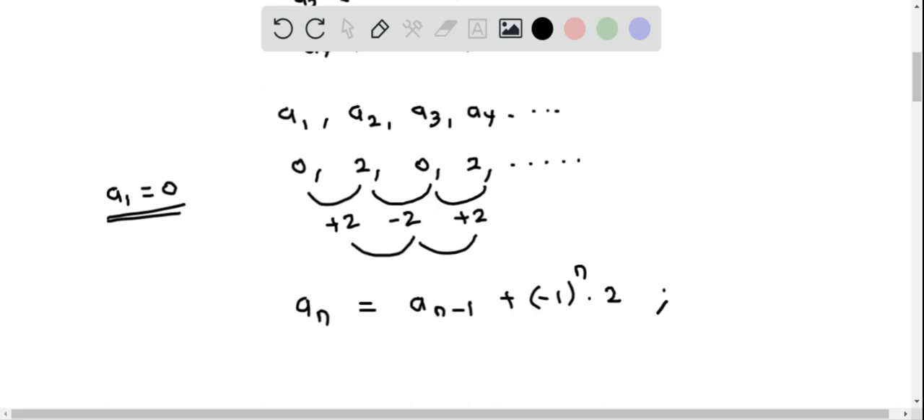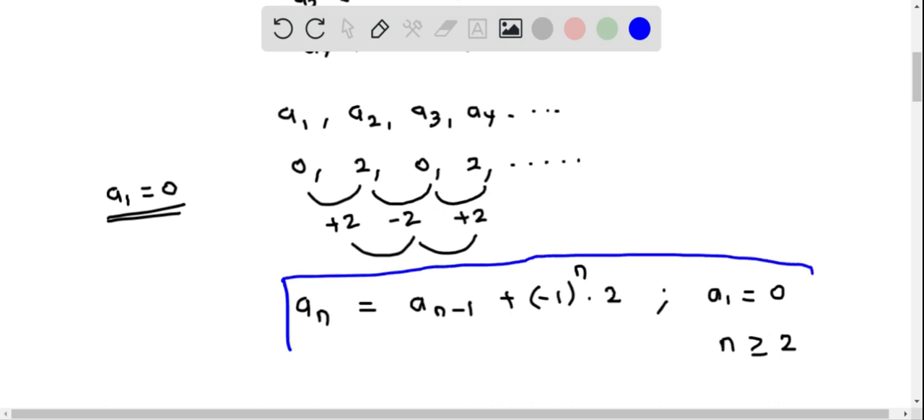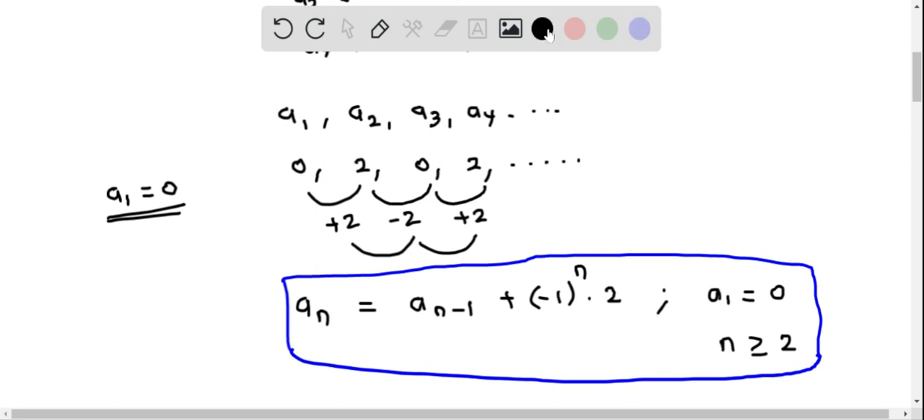And we also give the requirement, that is a1 should be 0 and n should be greater than or equal to 2, because this formula holds good only for n greater than or equal to 2. So this is basically the recursive definition of the given sequence. We can have this verified.